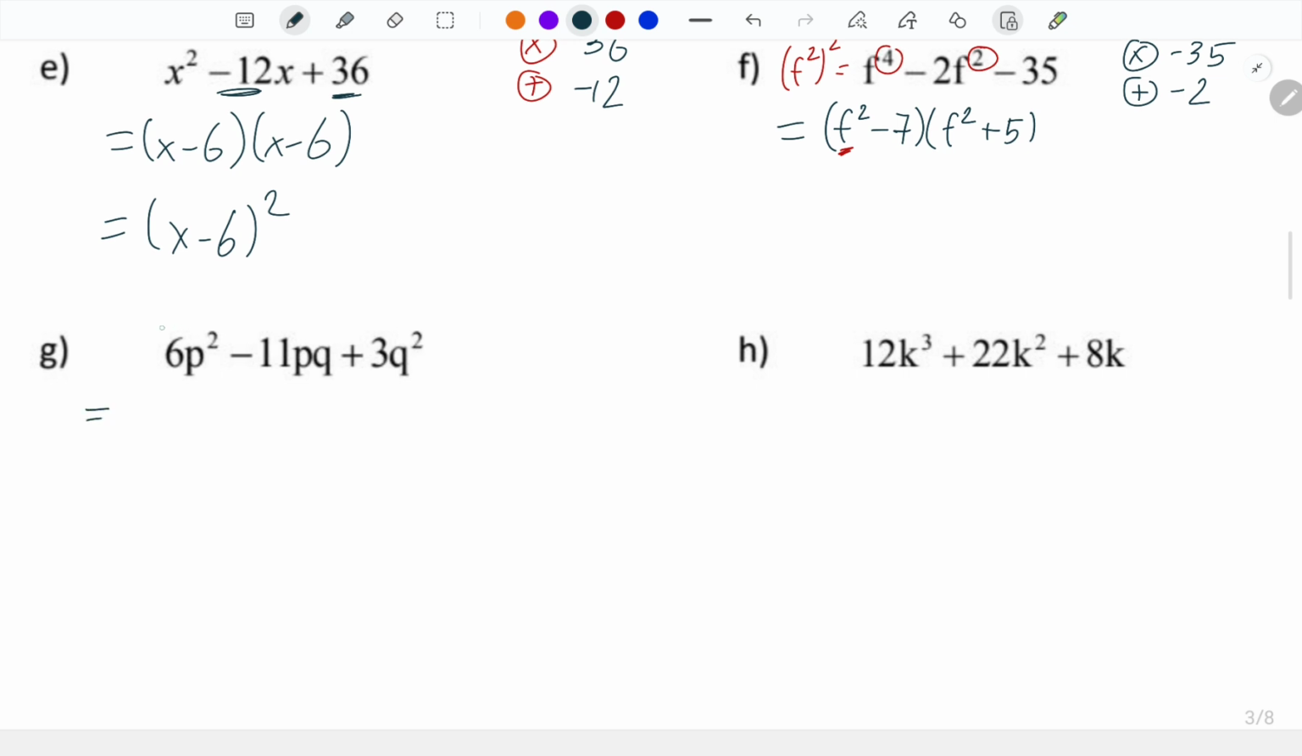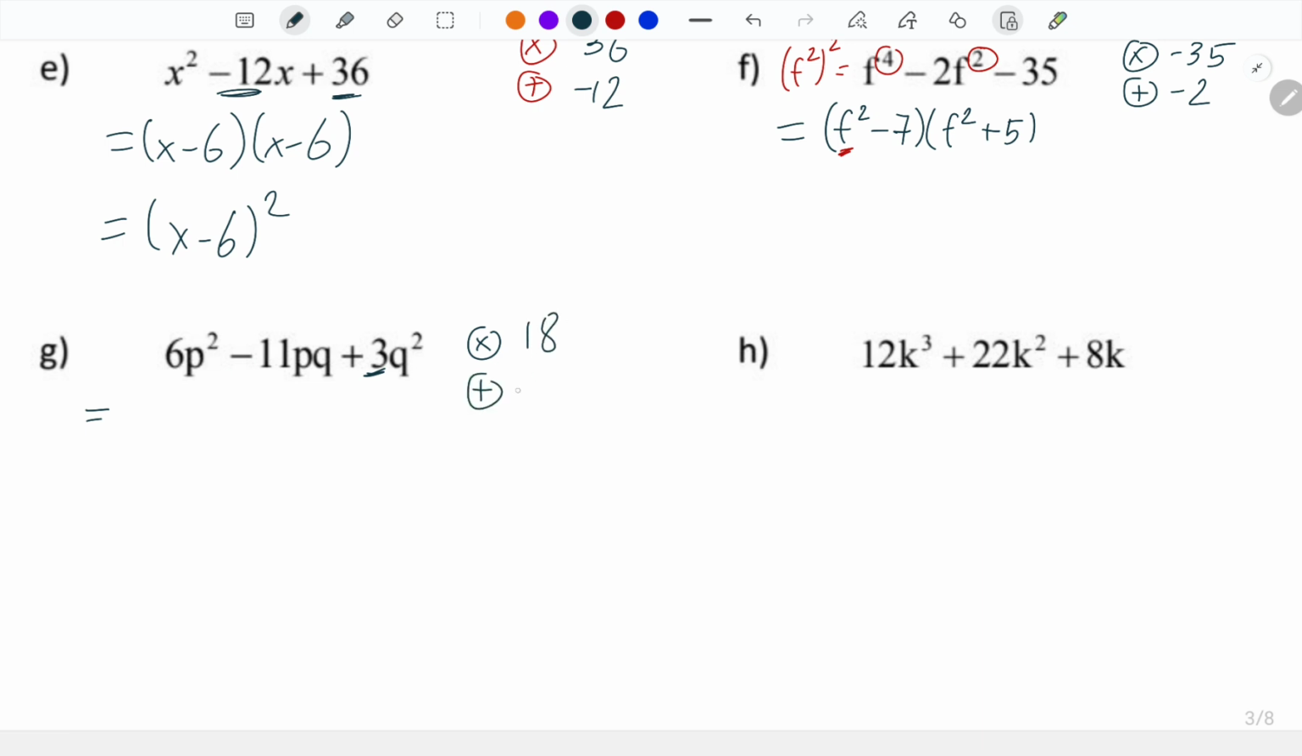In this next one, again, you now have multiple variables, but we can treat it kind of like a regular trinomial and go from there. So let's just look at the coefficients, the 6, 11, and 3. In this case, since we have a lead coefficient of 6, we need to combine that with the 3. So we're looking at the outsides, and that's what we're looking at in terms of what multiplies together.